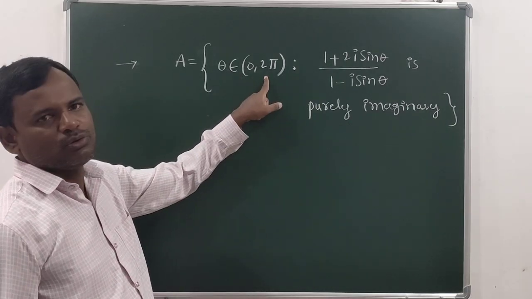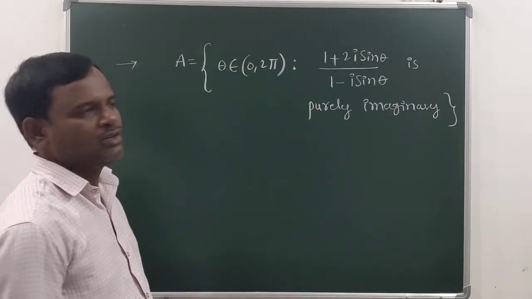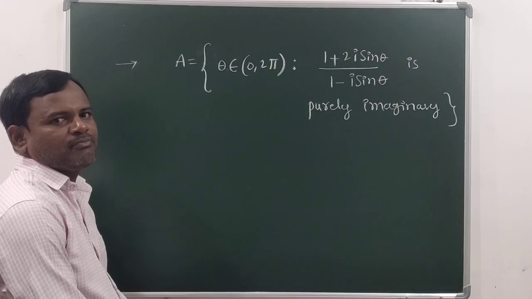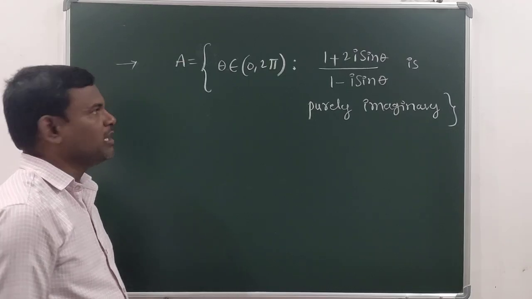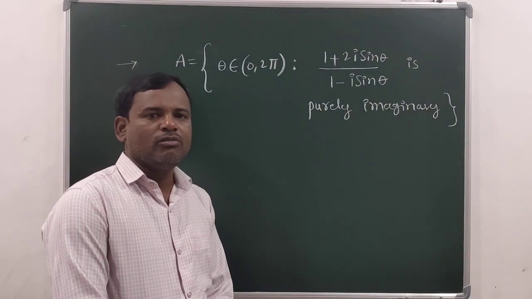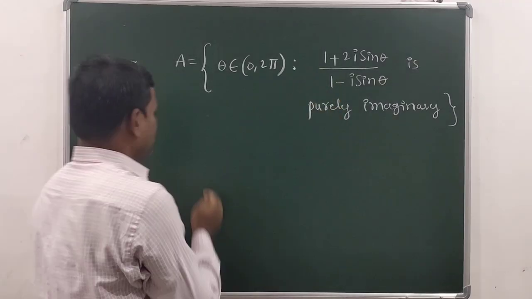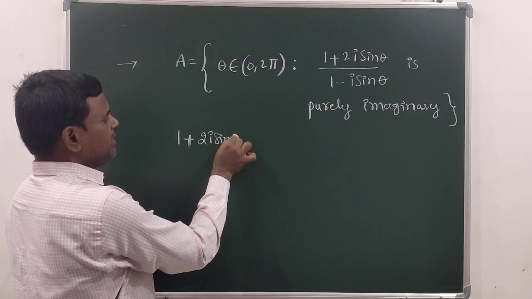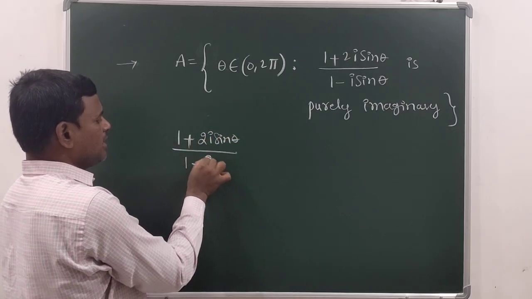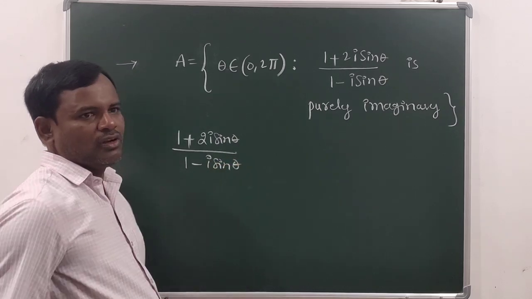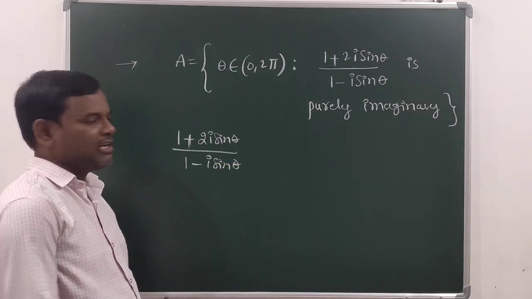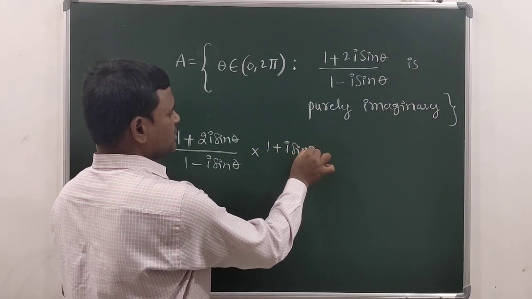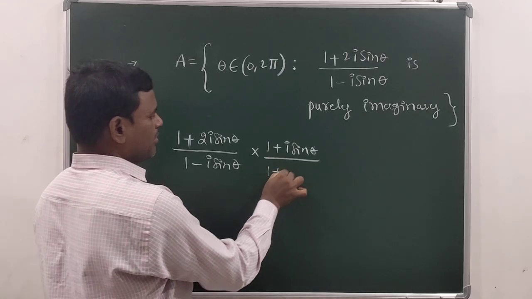Theta belongs to 0 to 2 pi, one complete rotation. See this, this is a purely imaginary number. So find the sum of the elements of this set A. How do we do this? Take this expression (1 plus 2i sin theta) by (1 minus i sin theta). Now multiply numerator and denominator with 1 plus i sin theta, which is the conjugate of the denominator.